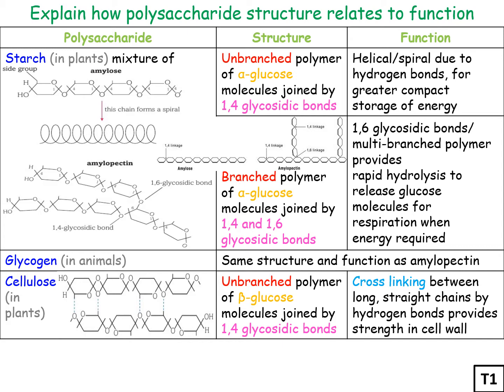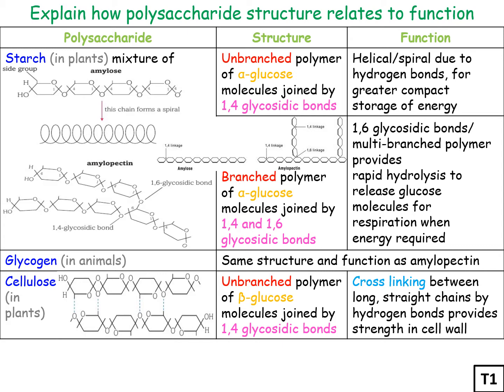Glycogen is a polysaccharide found in animals, and it has the same structure as amylopectin in that it is a branched polymer of alpha-glucose joined by 1,4 and 1,6 glycosidic bonds. It has more branches than amylopectin, therefore you can do more rapid hydrolysis of these multi-branched polymers to release more energy, because more glucose is available, and that is because you can do more respiration.